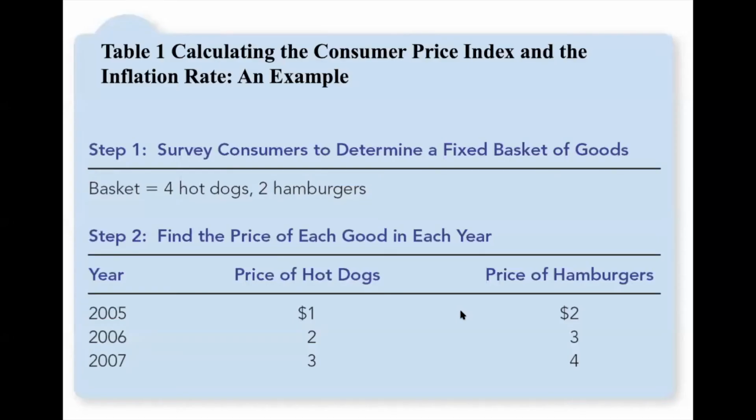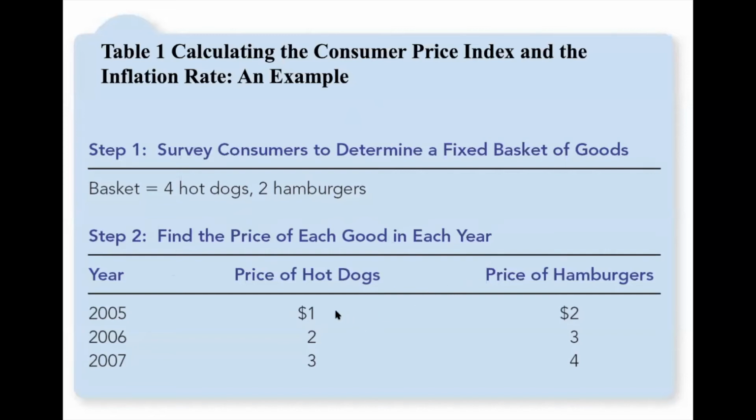Okay, so the next one is the example. This is for simplicity. Again, assume in the basket there are only 2 products: 4 hot dogs and 2 hamburgers. That is step 1, right? But actually we have maybe 1,000 or 2,000 items in the basket. The second, step 2, we find the price of each good in each year.